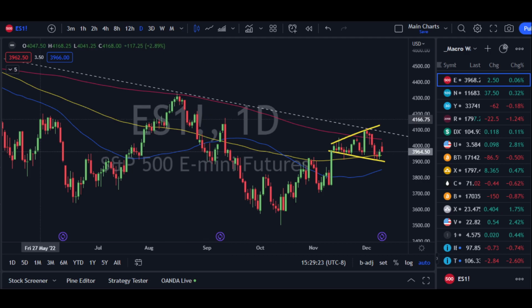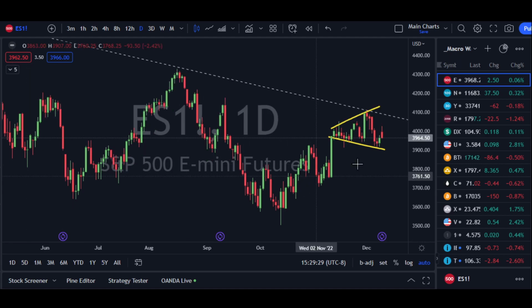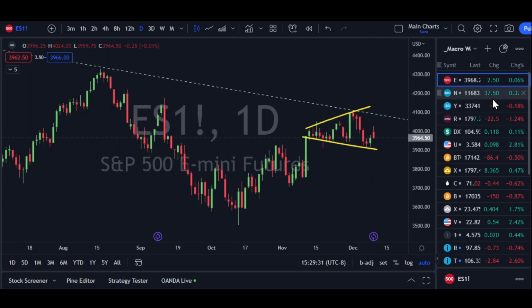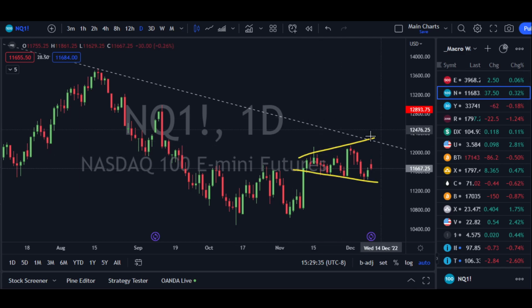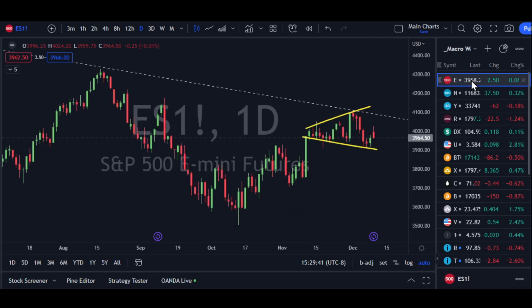What I thought I would do is start with just looking at the S&P 500, looking at the futures here. And I actually did this on the S&P and on the NASDAQ. You can see I have created this widening wedge, what a lot of people refer to as a megaphone pattern. It's a broadening wedge. I think that's the actual technical term for it. But usually these types of patterns are bearish.